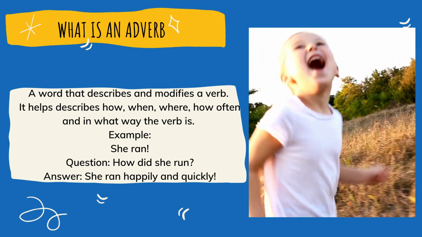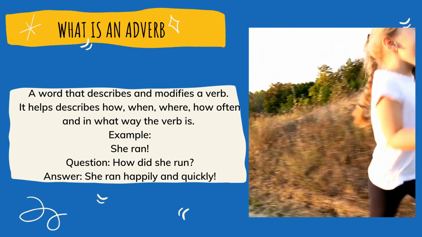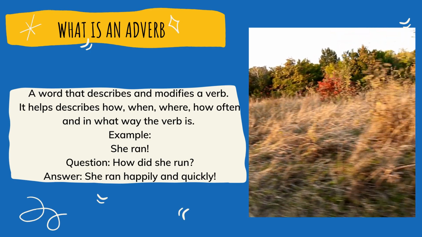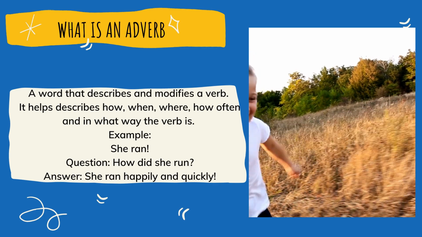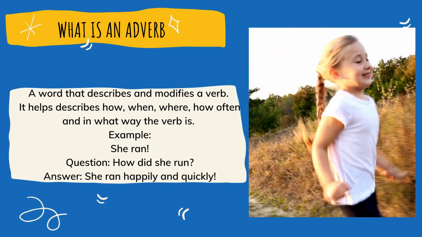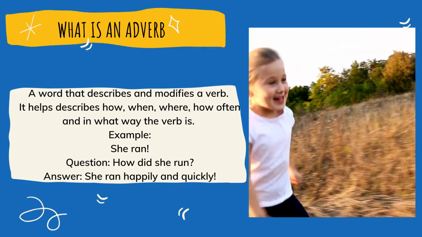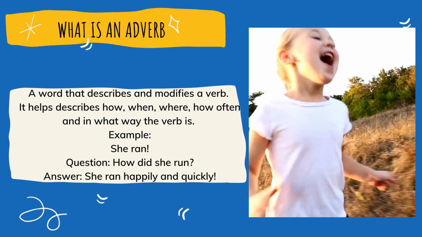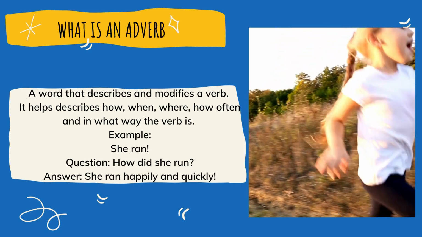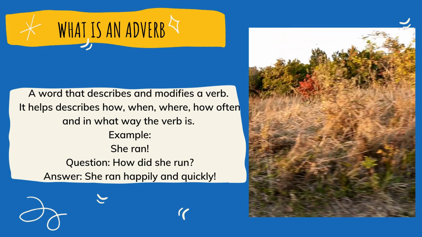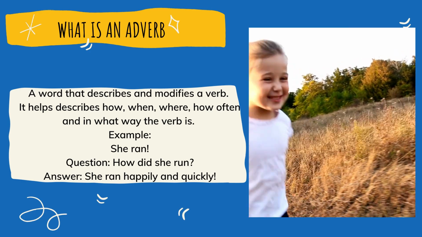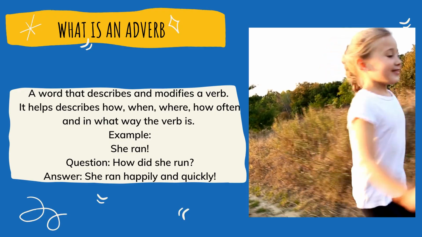So, what is an adverb? Let's look at this example. She ran. The question is, how did she run? She ran happily and quickly. An adverb is a word that describes and modifies a verb. It describes how, when, where, how often, and in what way the verb is.